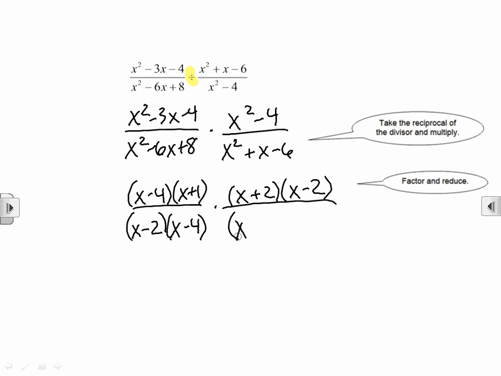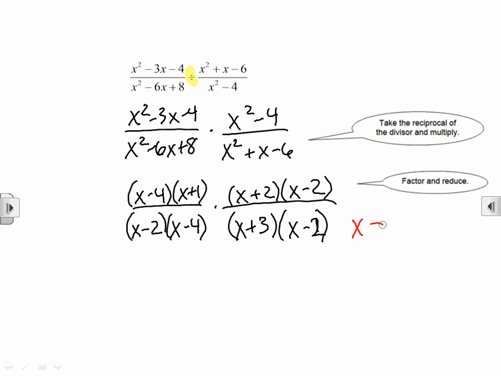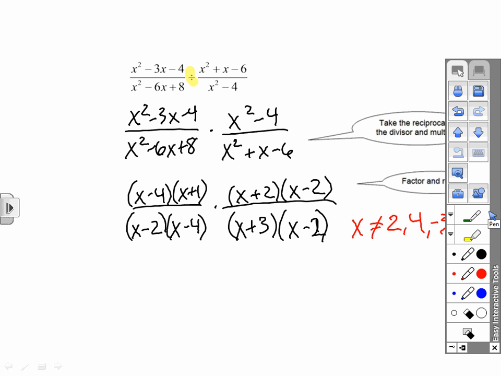That's starting to get kind of familiar, right? x plus 3, x minus 2. x plus 3, x minus 2. Now I can say what my restrictions are, what my x can't equal. x cannot equal positive 2, positive 4, negative 3, and positive 2, which I already have. Now, if I want to put those in number line order, have at it, I'm not going to.